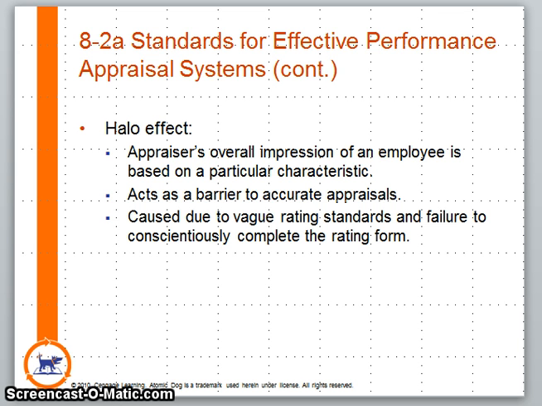Now we look at a concept that's called the halo effect. The halo effect is when the appraiser's overall impression of an employee is based on a particular characteristic. The halo effect acts as a barrier to accurate appraisals. And the halo effect is caused by vague rating standards and failure to conscientiously complete the rating form.